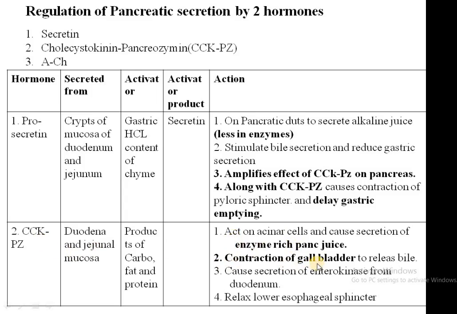It contracts the gallbladder to release the bile. It causes the secretion of enterokinase or peptidase from the duodenum, and it relaxes the lower esophageal sphincter. These are the four functions of this CCK-PZ. The MCQ is generally asked, like whether the pancreatic juice will be rich in enzymes or rich in alkaline by CCK-PZ, or what is another function, like contraction of the gallbladder, release of enterokinase, and relaxation of the lower esophageal sphincter.